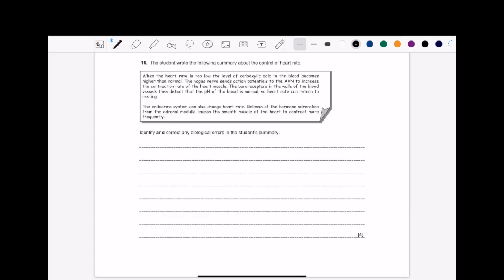Identify and correct any biological errors in the student's summary. Guys, you need to know your content. If you don't know your content, then this question is going to be very difficult for you. This is a reminder: memorize your content. Exam technique is all well and good, but if you don't know what obvious points to state, then you can't get the marks.